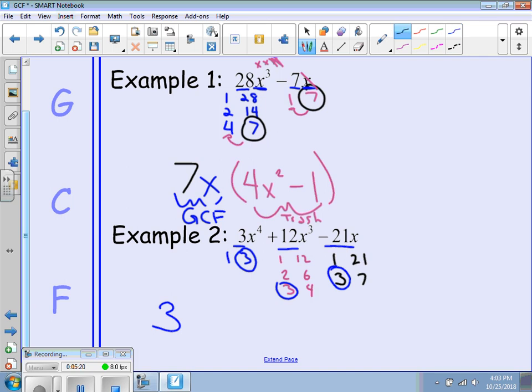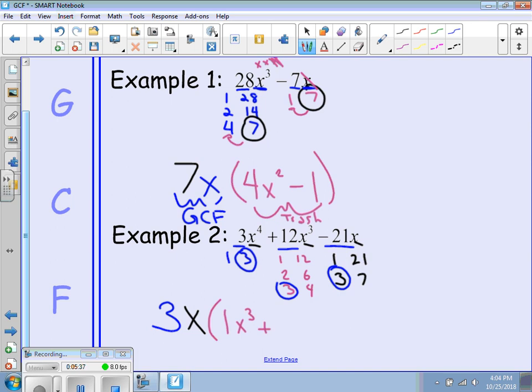Then we have x to the fourth, x cubed, and x. So the one with the smallest exponent is what we take out. That's x. And what does that leave us with? Our trash. So we took out a 3, we're left with a 1. We took out an x, so we're left with an x cubed.